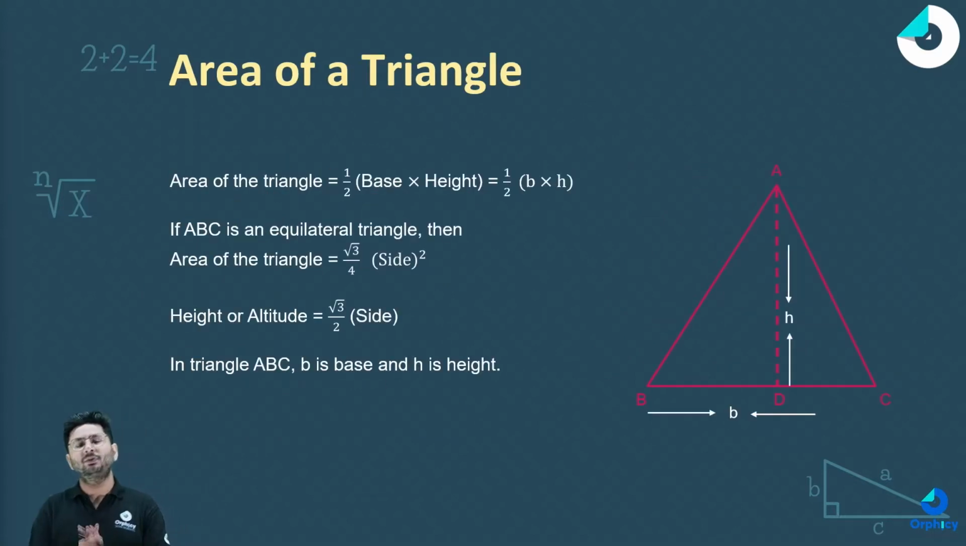Then if we are talking about the area of a triangle, the area of a triangle is half into base into height. If we are talking about an equilateral triangle, the area is root 3 by 4 into side square. And if we want to calculate the height or altitude of an equilateral triangle, that is root 3 by 2 into side. In the triangle ABC, B is the base and H is the height, like in the figure we can see.